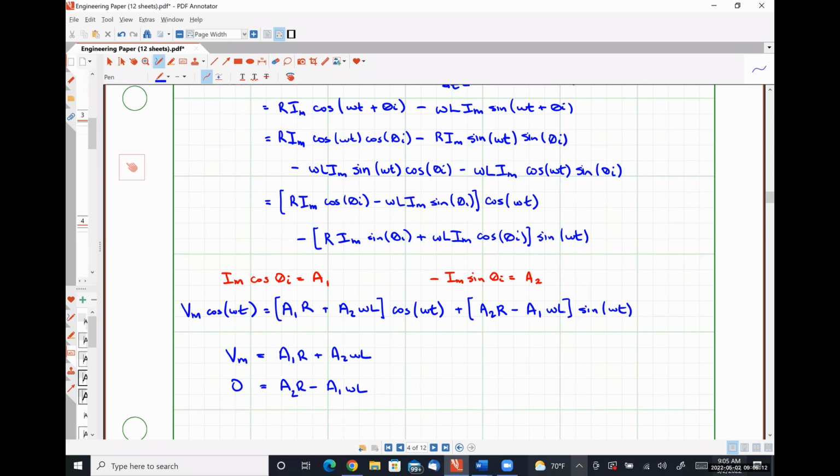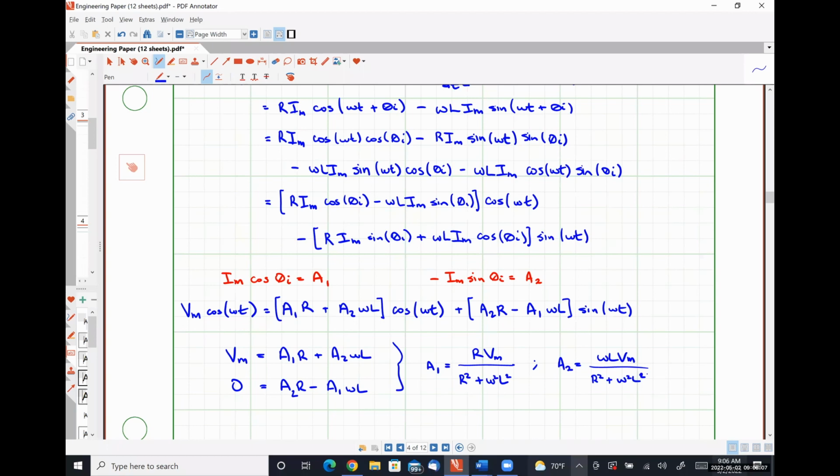If I solve these two equations, what I get is that A1 is equal to R times Vm divided by R squared plus omega squared L squared, and A2 is equal to omega L Vm over that same denominator, R squared plus omega squared L squared.